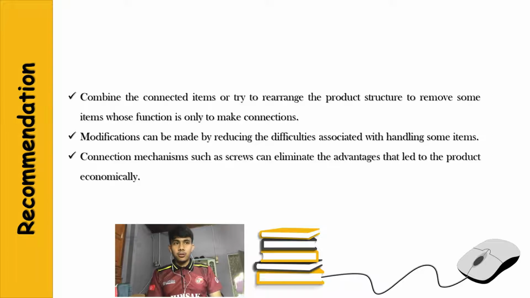Okay, the recommendation is, the first one, combine the connected items or try to rearrange the product structure to remove some items whose function is only to make connections. The next one is that a modification can be made by reducing the difficulties associated with handling some items. The last one is that the connection mechanism, such as a screw, can be eliminated, with advantages that lead to a more economical product.